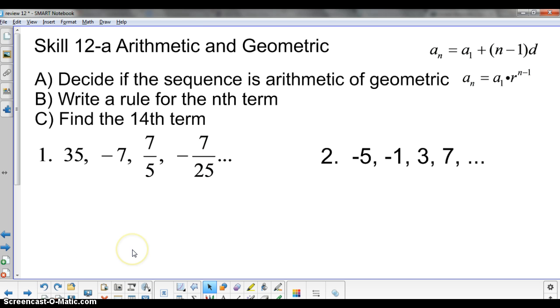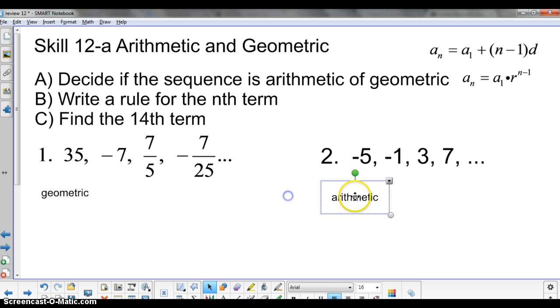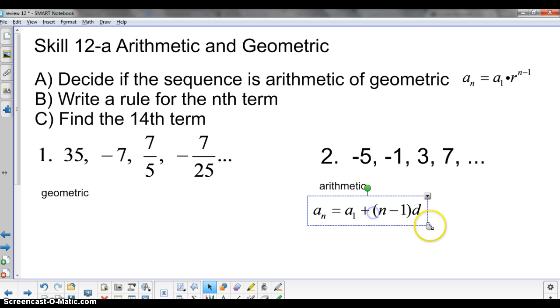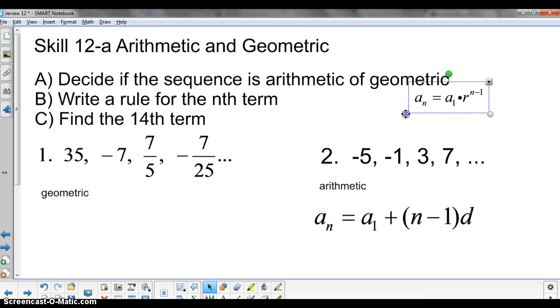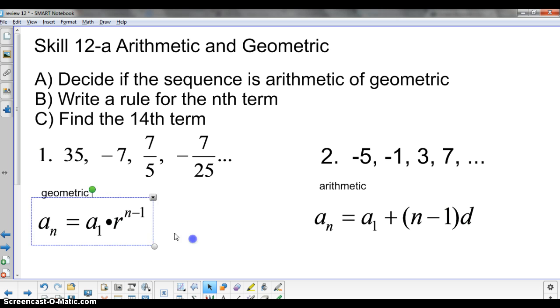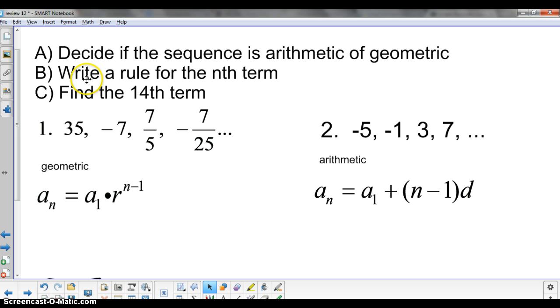All right. Hopefully you had a chance to complete these. Question A we'll address right away. Number 1 is geometric, and number 2 is arithmetic. And at the same time, I'm going to bring down up here the 2 general forms of the rules, which are helpful for question B, write a rule for the nth term. So let's take a look at number 1 closely here.